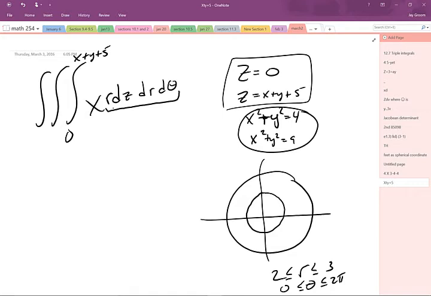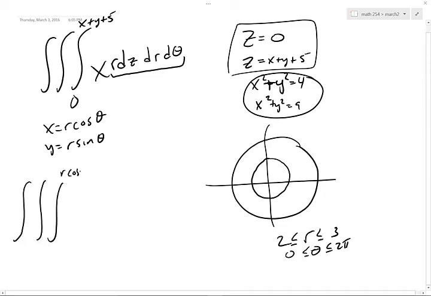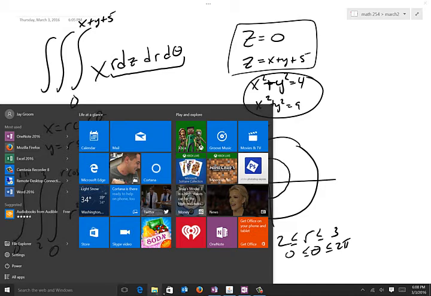So again, the substitution that we're always going to use here is x equals r cosine theta and y equals r sine theta. So what we have then is r cosine theta plus r sine theta plus 5, from 0 to r cosine theta, times r again, so really I have that. And I'm going to do dz, dr, d theta. And we get 2 to 3, 0 to 2 pi. Okay. So let's try this. Pull up the calculator.